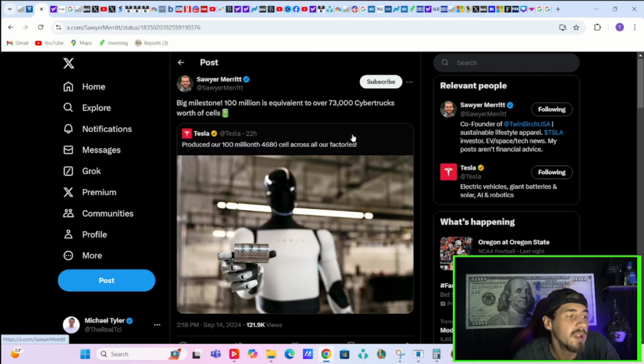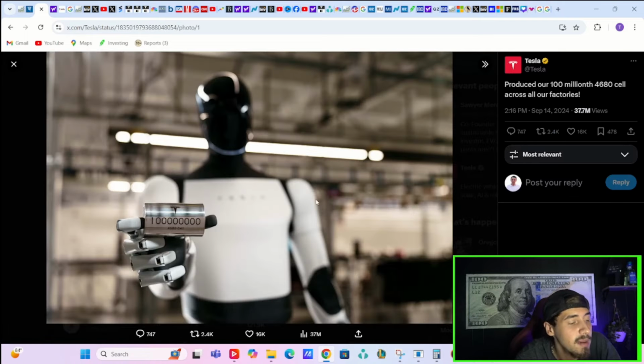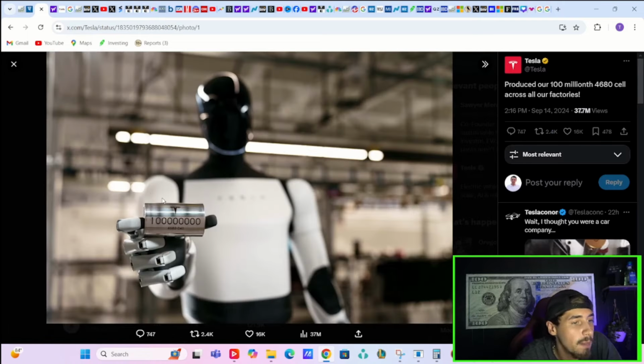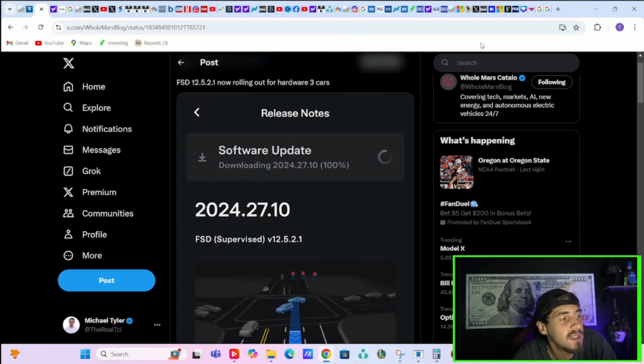operational. It was also reported yesterday that Tesla produced their 100 millionth 4680 cell across their factories, and they posted an image with Optimus holding up the 100 millionth cell that has been produced. We can also see that FSD 12.5.2.1 is now rolling out for Hardware 3 cars.